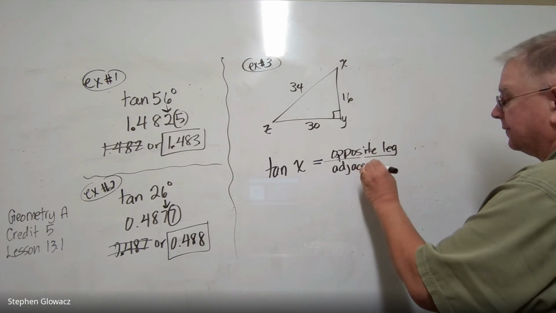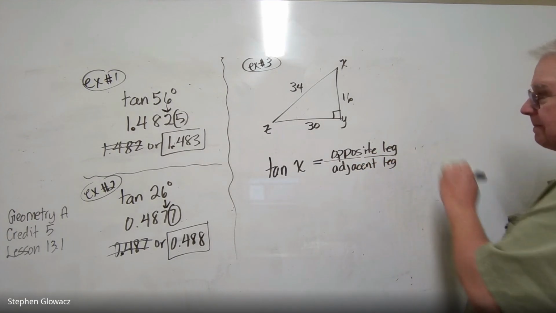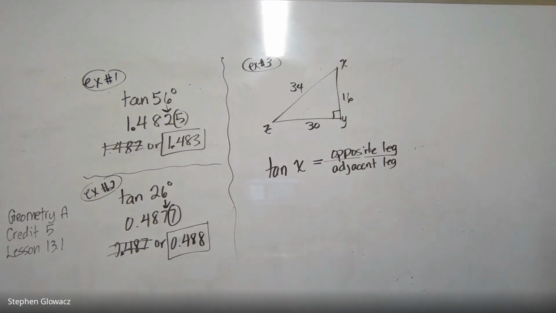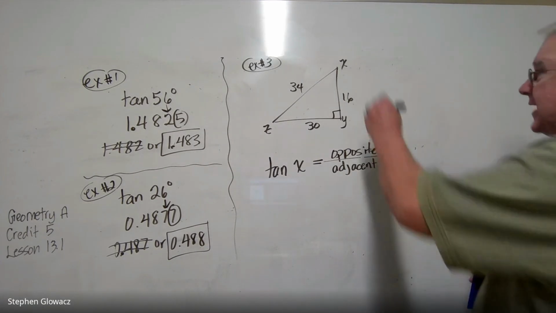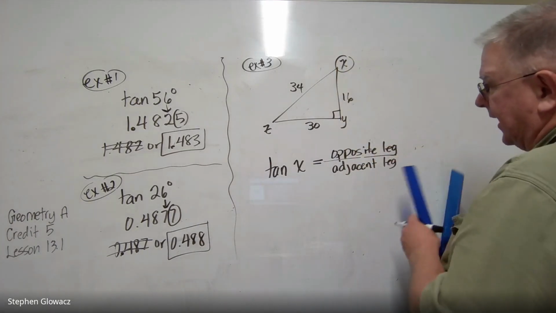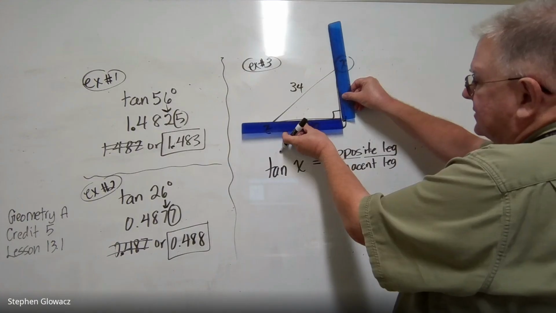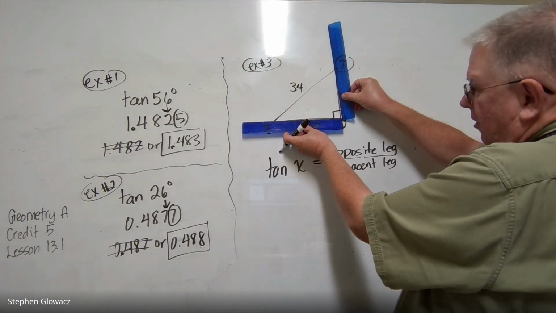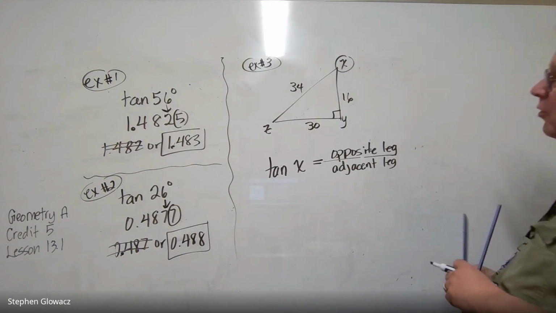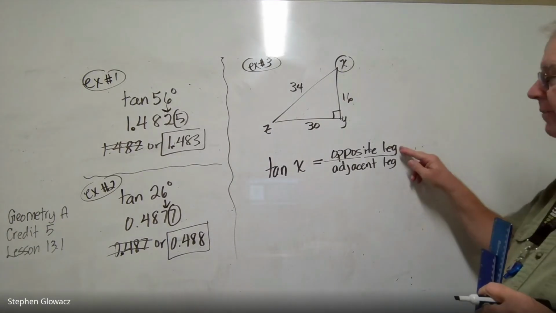All right. So remember that the legs, now here's angle x, but let's remind us what the legs are. The legs are the two sides that form the right angle. So those are called the legs. So the tangent ratio is the opposite leg.